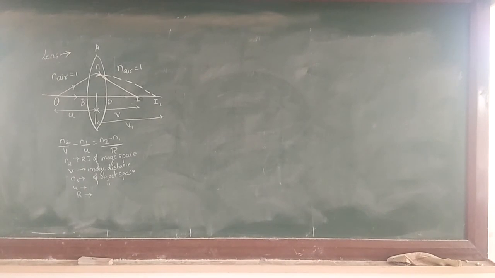Now next we are studying the lens maker's formula. According to this, we should understand what the lens maker's formula is. Now let us consider the diagram. Again we are considering the lens here.